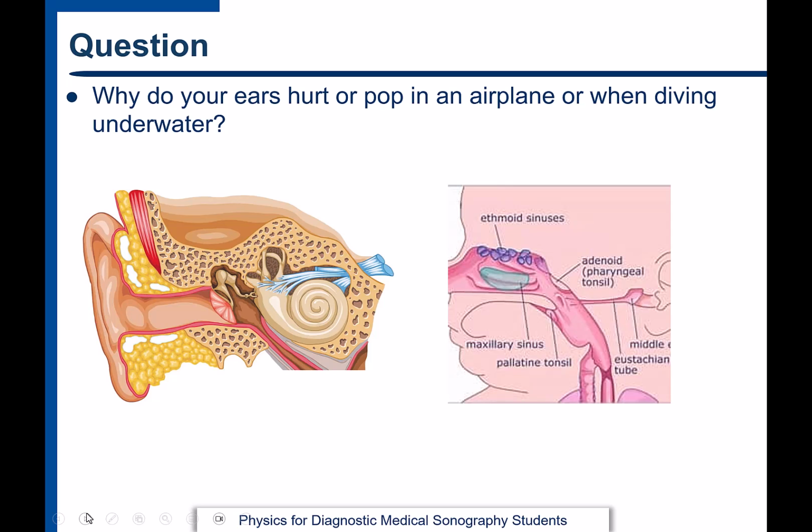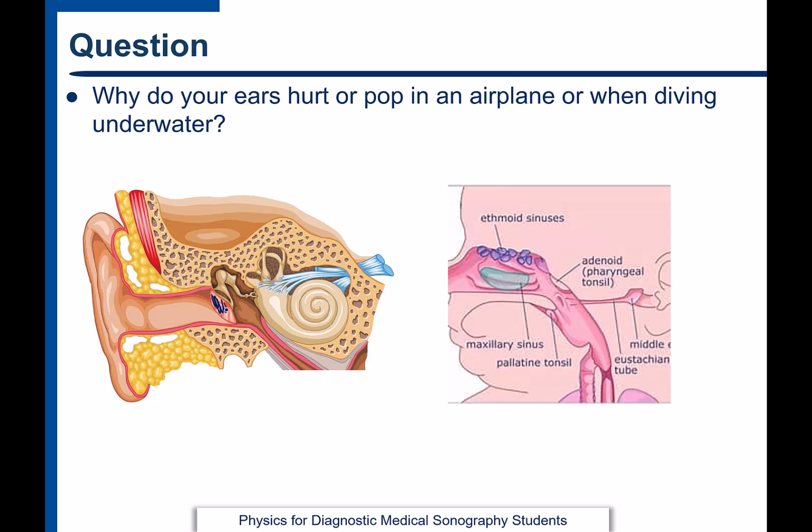Let's look at one other conceptual example that is, I think, pretty interesting. And that is, why do your ears hurt or pop in an airplane or when diving underwater? So if we look at the anatomy of the ear, this is the outer ear here. So that's just your ear canal, the place you're not supposed to stick Q-tips, but everybody does. So you can certainly see that outer part of your ear. And if you've ever had a chance to look in someone's ear with the tools doctors use, an otoscope, you can actually pretty easily see your eardrum.